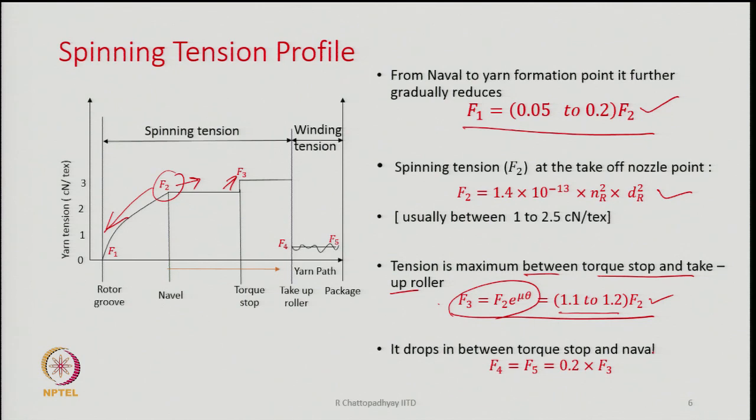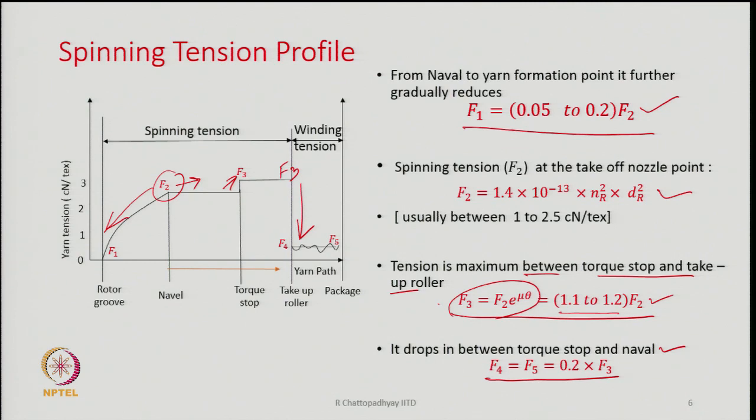After that, it drops after the torque stop and/or twist trap. This is the value: F5 is only 0.2 times F3. So, whatever is F3, there is a certain drop of tension here. Between F4 and F5, the tension level is only 0.2 times what it was at the F3 level.